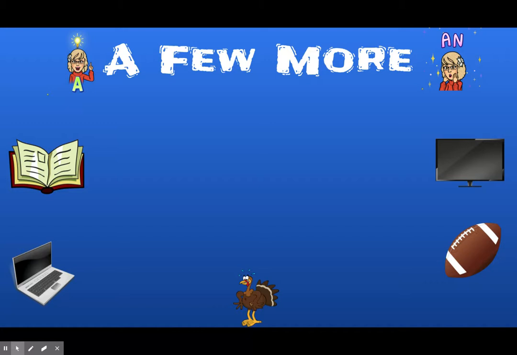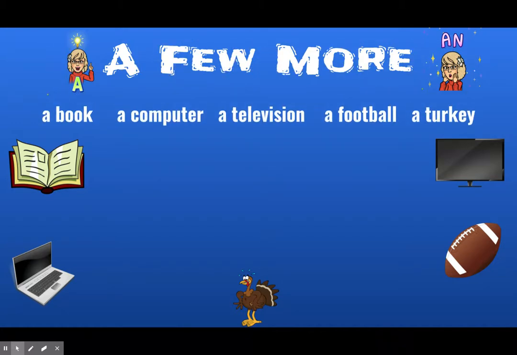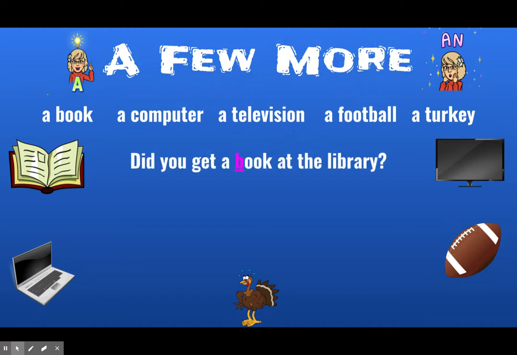All right, so we have a book, a computer, a television, a football, a turkey. And if you notice, there's a consonant, a consonant, a consonant, a consonant, a consonant sound. B, k, t, f, t. So therefore we use the a article, I should say. Let's look at them in a sentence now.